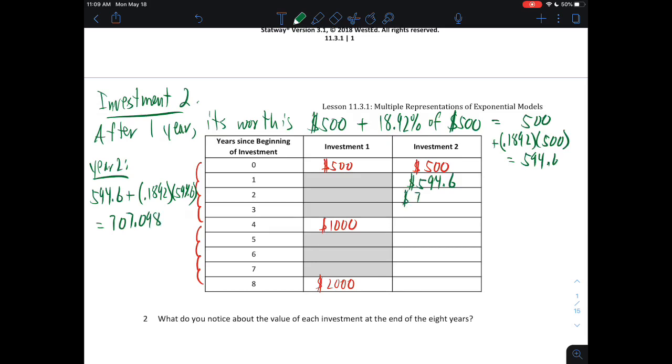If you're wondering why are they having us round to 3 decimal places if this is dollars and cents, we're trying to keep as much information along this whole process because we want to make sure that we're getting great estimates all the way down to year 8.